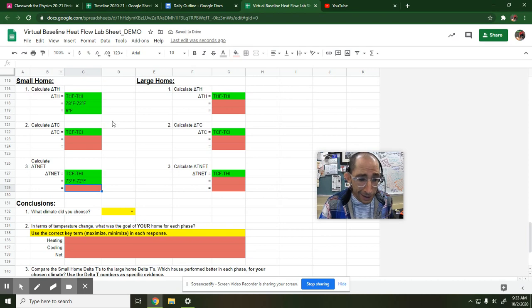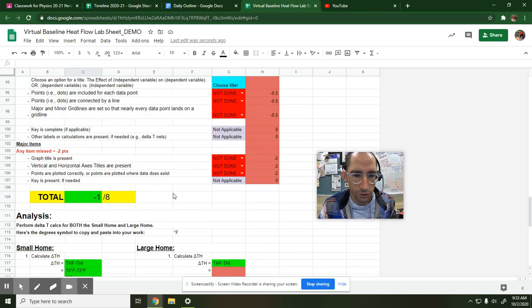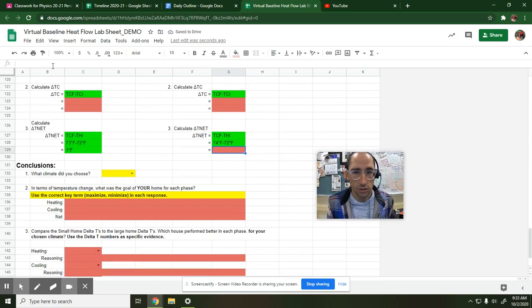Well, I did it again. Net change for the small home of 1 degree Fahrenheit. For the large home, net temperature change of 2.